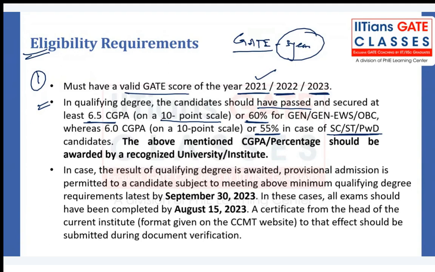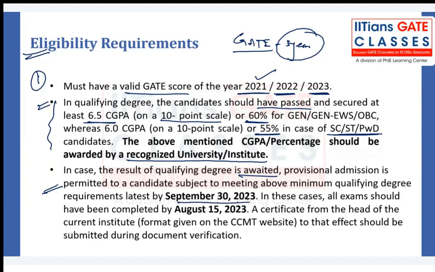The above-mentioned CGPA should be awarded by a recognized university or institute. In case the result of the qualifying degree is awaited, suppose you are in the final year and your qualifying degree is awaited, provisional admission is permitted to candidates meeting the above criteria. The minimum qualifying degree is required latest by September 30, 2023. So if you are supposed to get your degree by September 30, 2023, suppose you are in final year and you gave your exam.